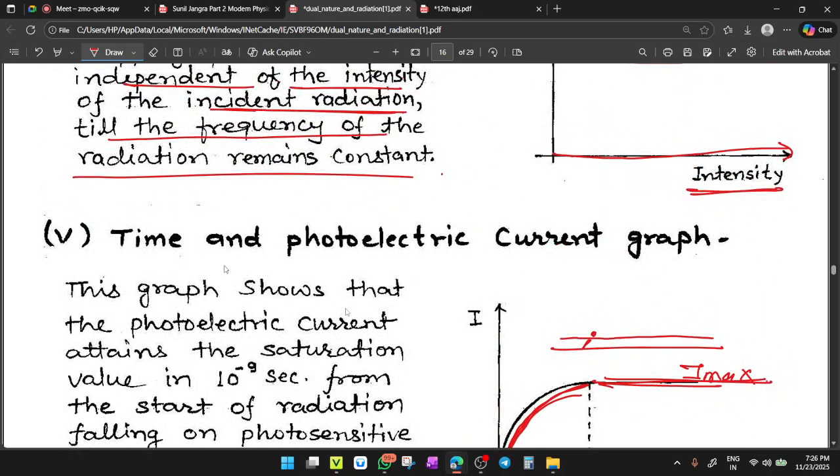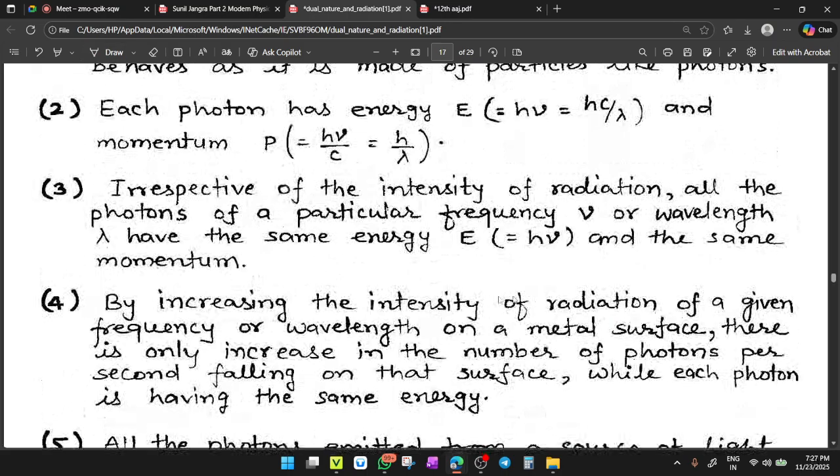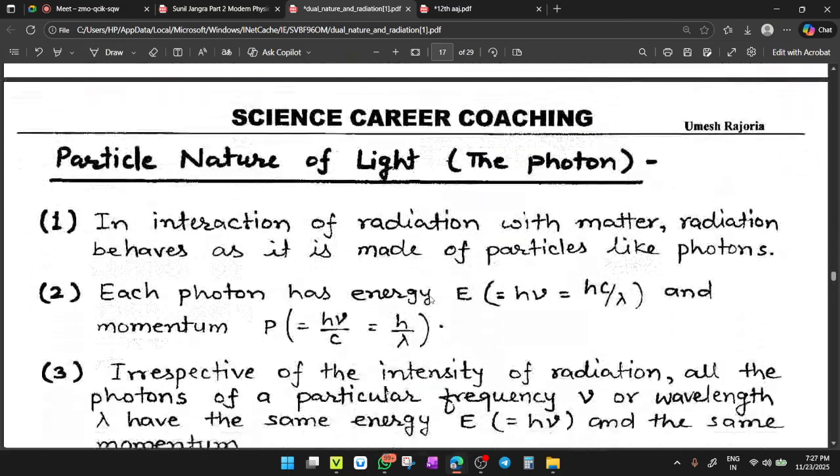Yes, so this time shows that the photoelectric current attains the saturation value in 10 to the power minus 9 second from the start of the radiation falling on the photosensitive material, irrespective of the intensity of incident light. Done. Okay, now we are talking about something about photon.